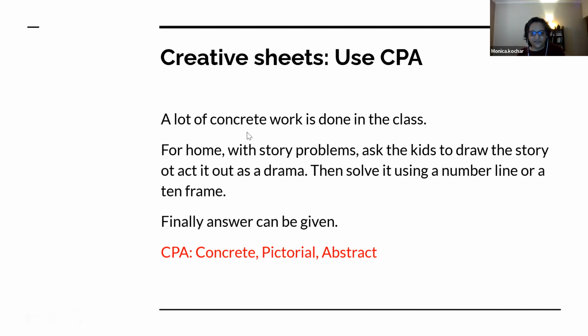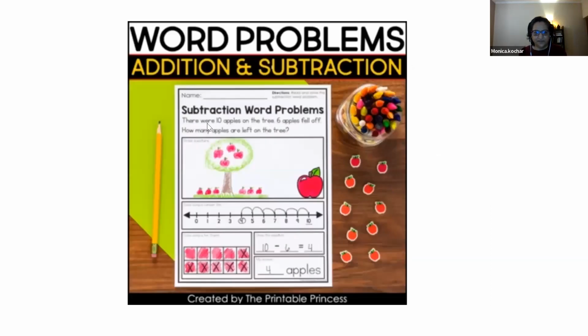So what I'm suggesting here is, if you're giving kids a lot of word problems or story problems, ask the kids either to draw the story or act it out as a drama. Then solve it using a number line or a 10 frame or any other method that you have taught them, and then finally give the answer. For example, here is a word problem. There were 10 apples on the tree, 6 apples fell off. How many apples are left on the tree?